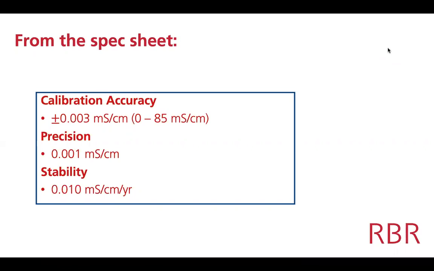The instrument's precise to about 0.001, and we state that the stability of the measure of conductivity is good to 0.01 millisiemens per centimeter per year. So that's a couple of times the calibration accuracy in 1 year. In fact, that's a rather conservative estimate.